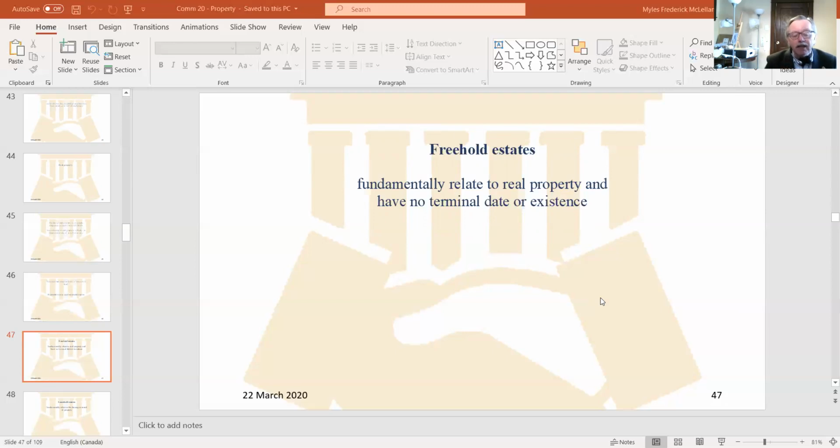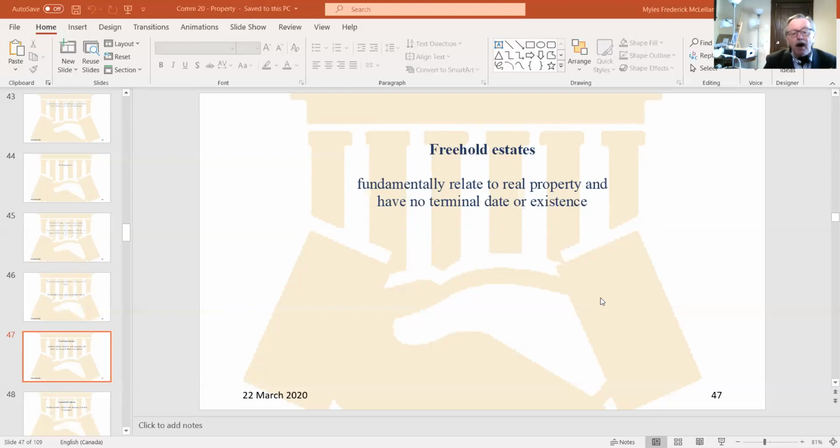And what that essentially means is that there is no terminal date of the ownership interest in the house, which means that when you own it, a freehold estate does not have a date that says that your ownership will come to an end on January the 1st, 2021. That's not the way that ownership works. You own it until you sell it, or you own it until you die, potentially.